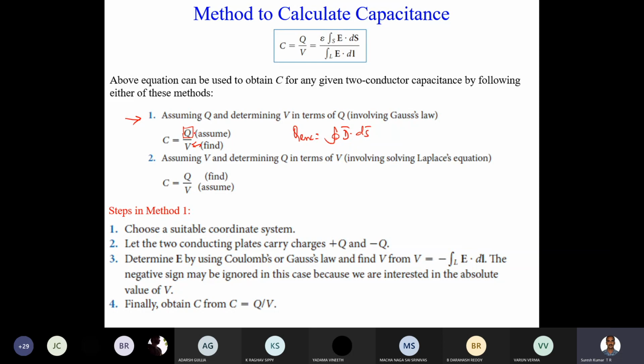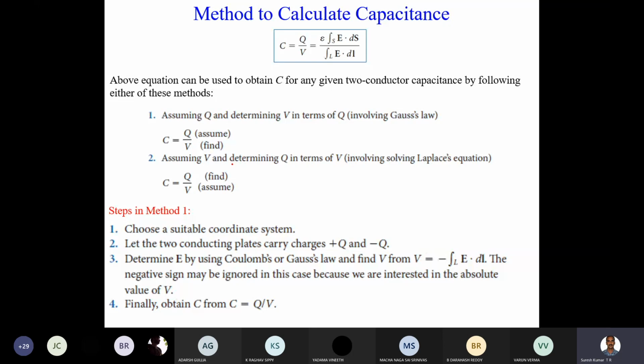Okay, so not Q, you have assumed the charge, right? So this side you have assumed. You can calculate the electric field from this equation. D equals epsilon E, and you can calculate E equal to negative gradient of V. Or even you can calculate V equal to the integral of E dot dl. Right, I'm repeating this step.